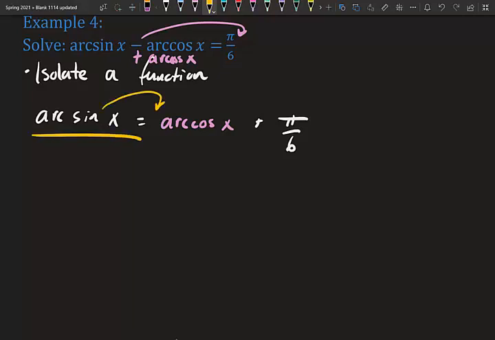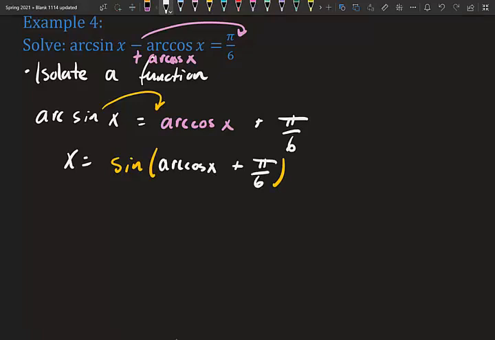Now I can't divide it out, and there's no plus or minus, so remember we take the inverse. We take the inverse of the whole thing to the right side. So we have x equals the opposite of arc sine, which is sine, of arc cosine x plus pi over 6. We don't have a value here. We have pi over 6, but arc cosine doesn't mean anything to us, so we're going to use our u substitution. We're going to let u equal arc cosine x.